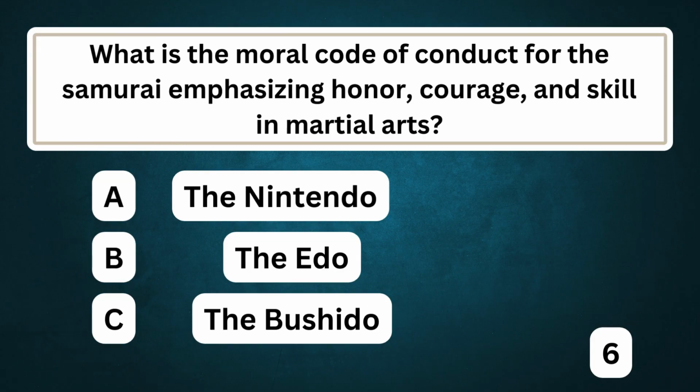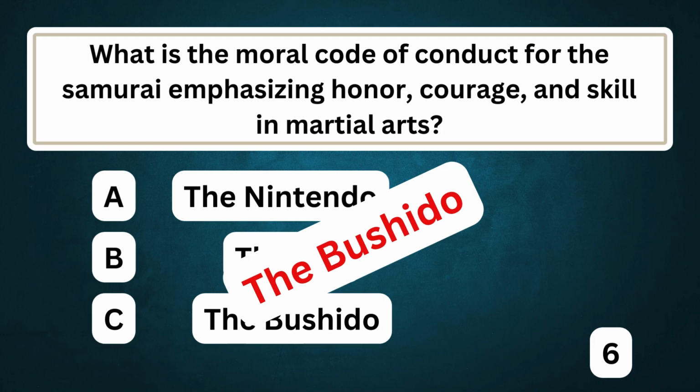What is the moral code of conduct for the samurai emphasizing honor, courage, and skill in martial arts? Bushido was the moral code for samurai in Japan.